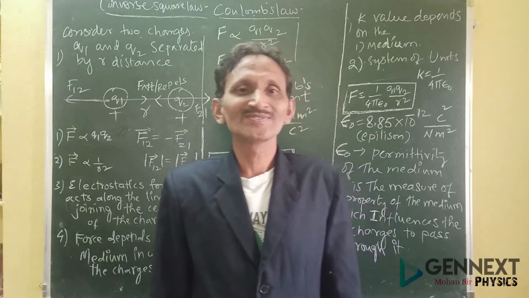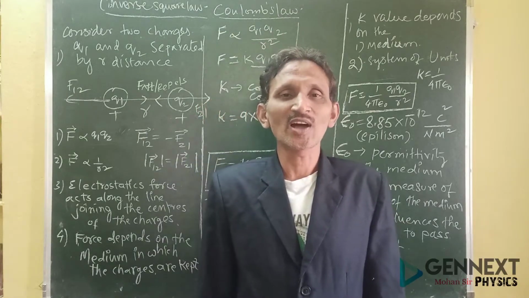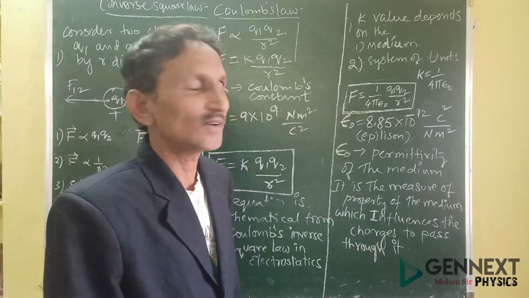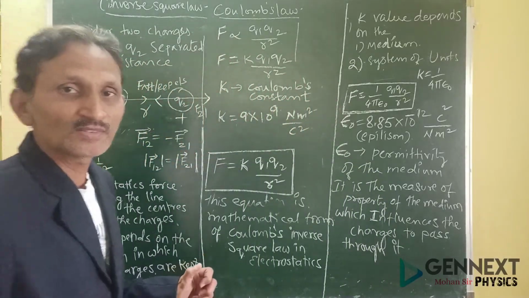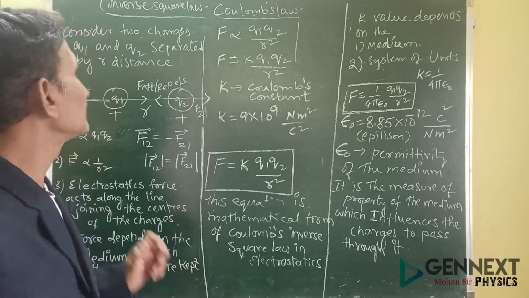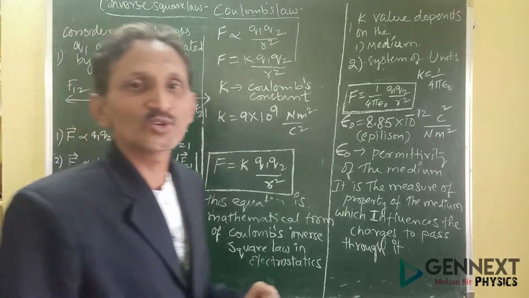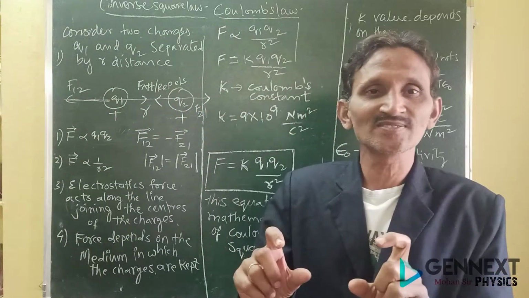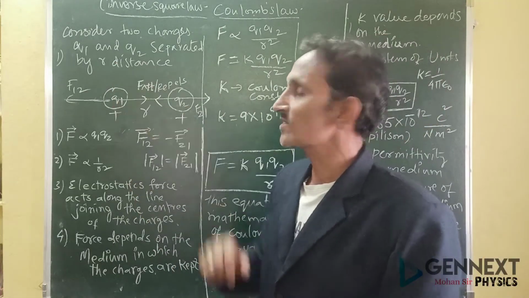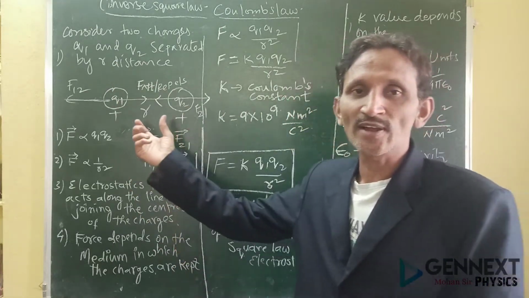प्यारे बच्चों, today we are going to take a new concept, Coulomb's inverse square law. Let us discuss the Coulomb's inverse square law in electrostatics. You have considered two charges Q1, Q2 which are at some distance, some distance means r distance. So here I am showing you a diagram.